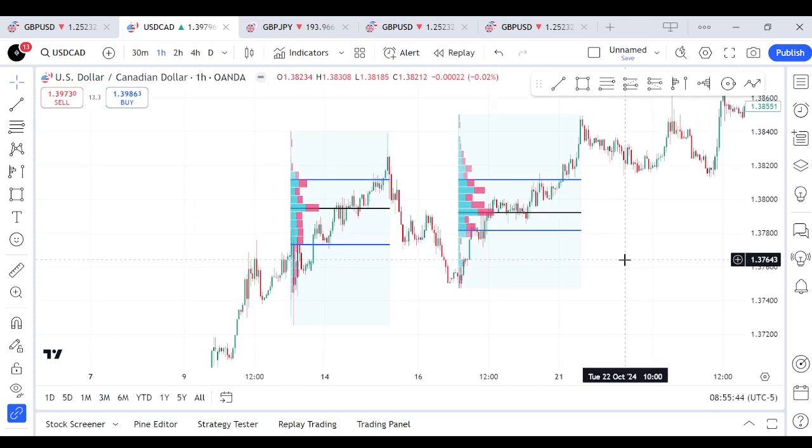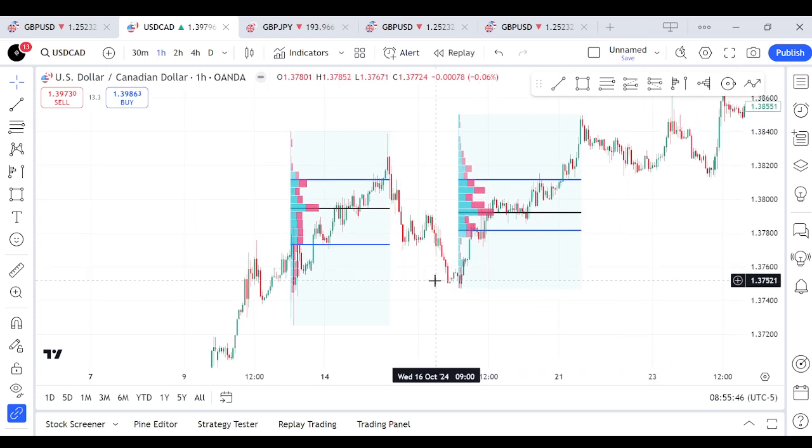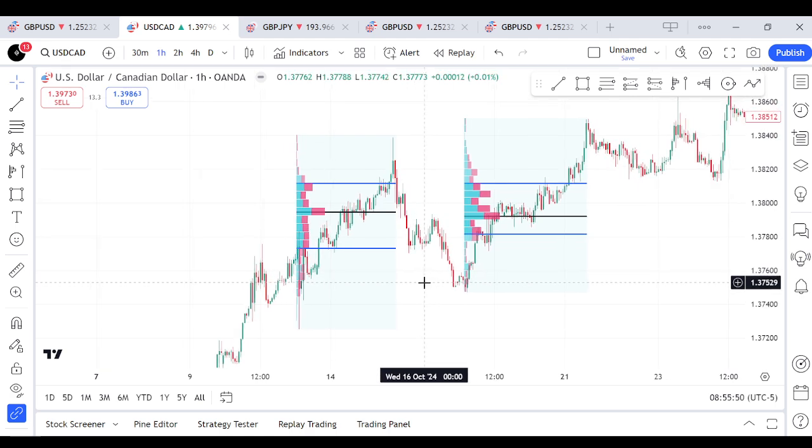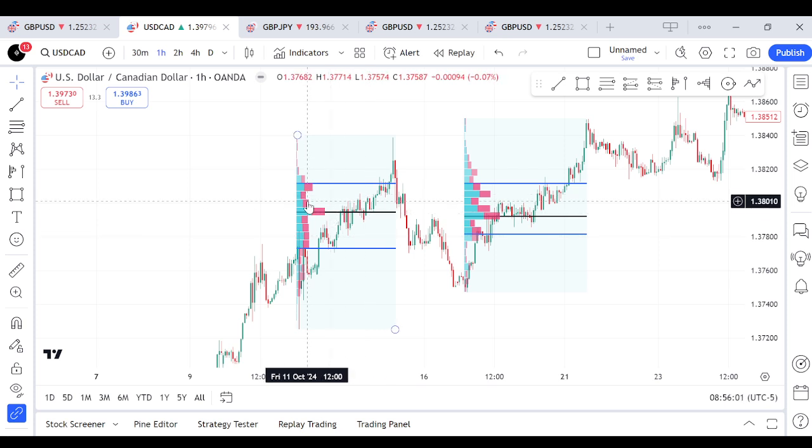The next is the high volume nodes and the low volume nodes. The high volume nodes are price levels with high trading activity, and they often act as strong support or resistance zones. High volume nodes are basically where there's much volume and trading activity, like inside, between the value area high and value area low.